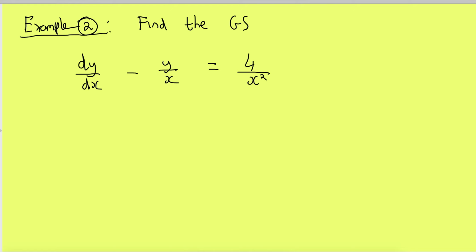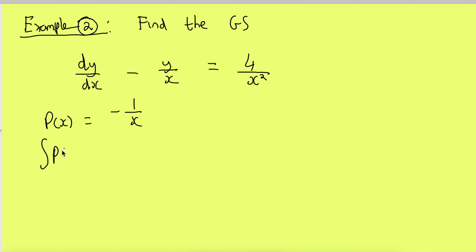Right, so first thing I do is I've got to pick out what my p of x is. So p of x is whatever is happening to y. So if I cover over y with my pen, it tells me that p of x is negative 1 over x. Okay, so you always just cover up the y, and what would be there?